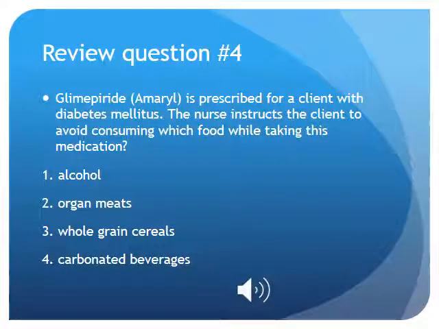Review question number 4. Glimepiride, also known as Amaryl, is prescribed for a client with diabetes mellitus. The nurse instructs the client to avoid consuming which food while taking this medication? 1. Alcohol, 2. Organ meats, 3. Whole grain cereals, or 4. Carbonated beverages.